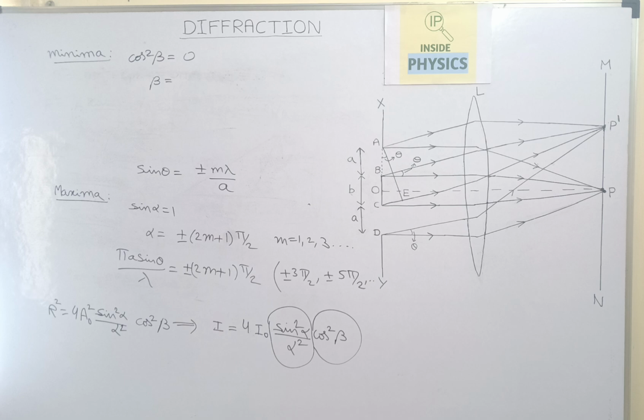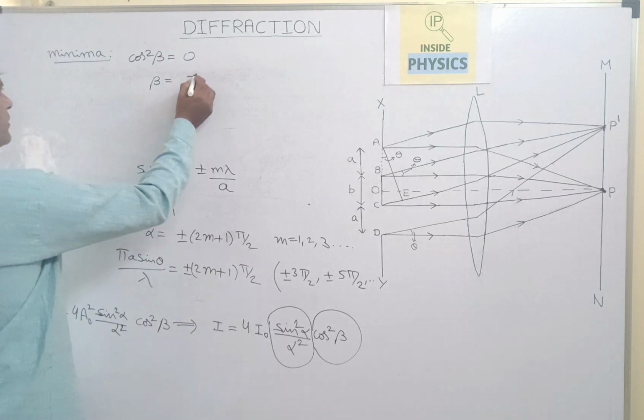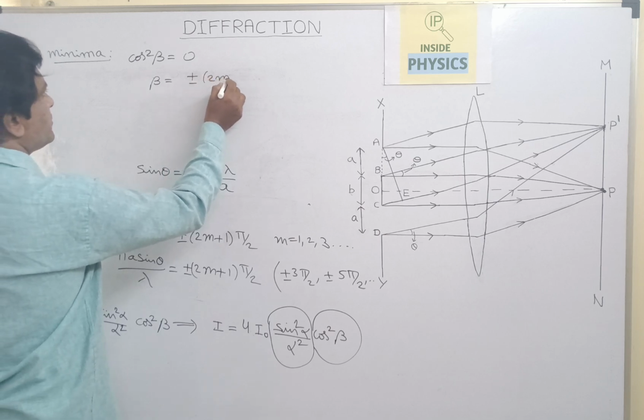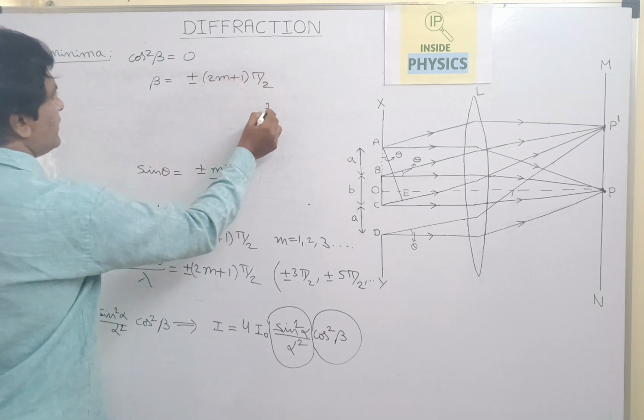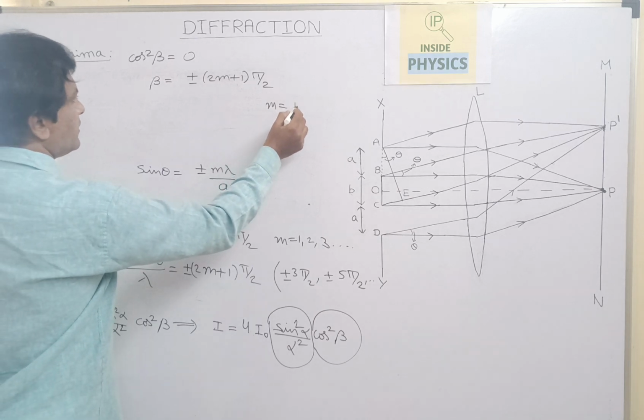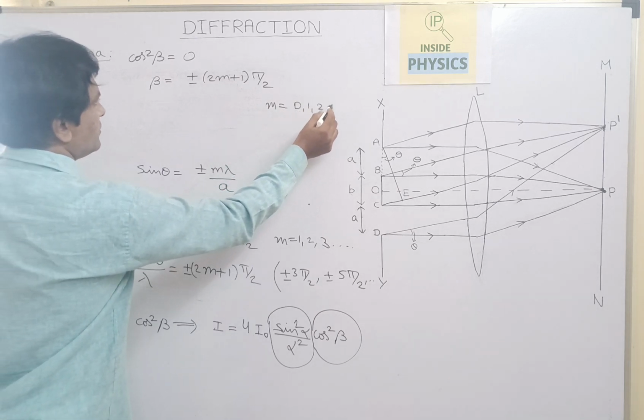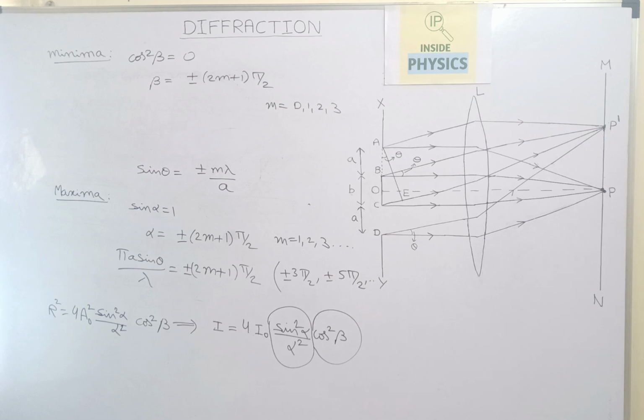So this beta must be equal to plus or minus odd integral multiples of pi by 2, where m is equal to 0, 1, 2, 3 like that. In this way the values can be taken for minima and maxima. So what are the other values?